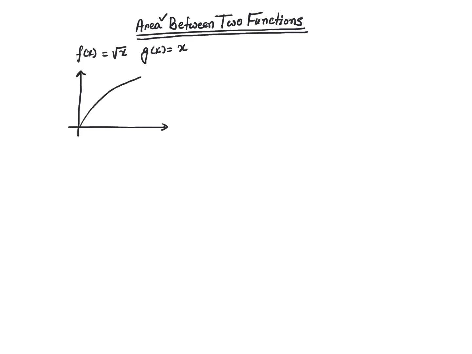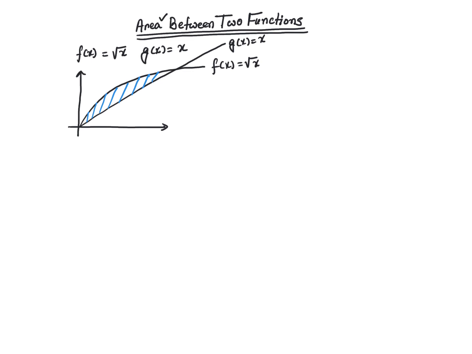Square root of x looks like this, right? And you know that y is equal to x looks like this. So this is my g of x is equal to x, and this is my f of x is equal to square root of x. Now I want to find the area between these two functions. So there will be the area right here, this blue shaded region. It's very easy to find this area, by the way.